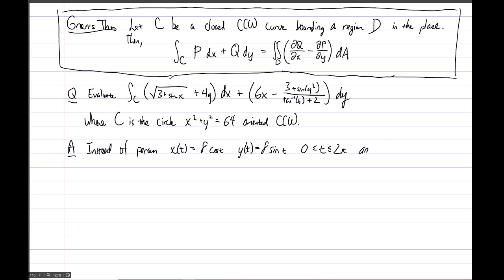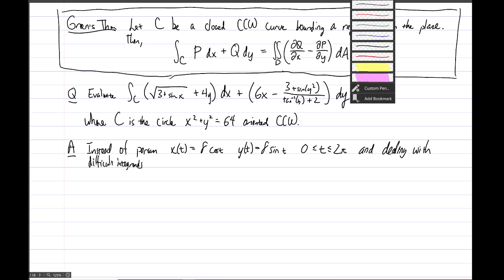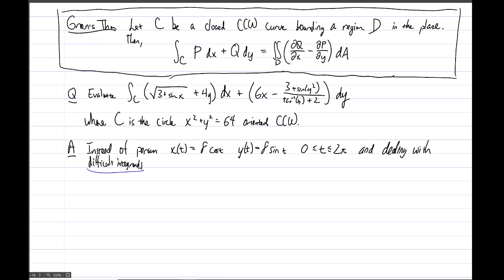And dealing with difficult integrands, let's say what we mean here by difficult integrands. So take a look right there. Root 3 plus sine of x? That sounds like a mess. 4y doesn't sound so bad. What about over here? What about that integrand? 6x? That doesn't sound so bad. But after that, there's a minus, and then this fraction. There's a sine of y squared in the numerator. There's an arctangent of y in the denominator.